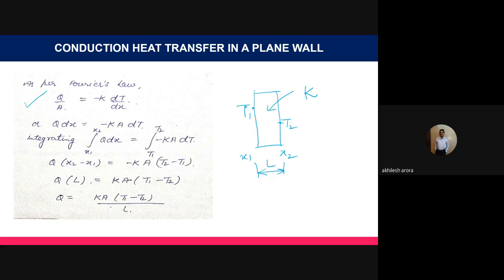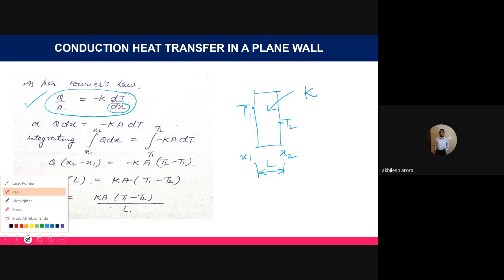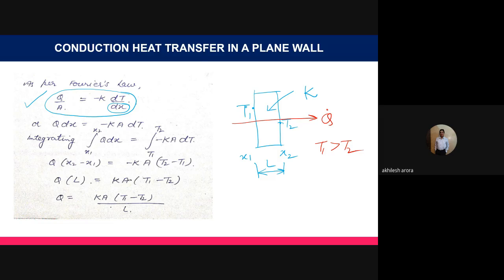So as per Fourier's law, I can write this equation. Because I am considering x-direction, or one-dimensional, heat transfer, I am using dx here, because the heat transfer is taking place in this direction. This is the direction of the heat flow. This is q dot, and I am also saying that T1 is greater than T2.